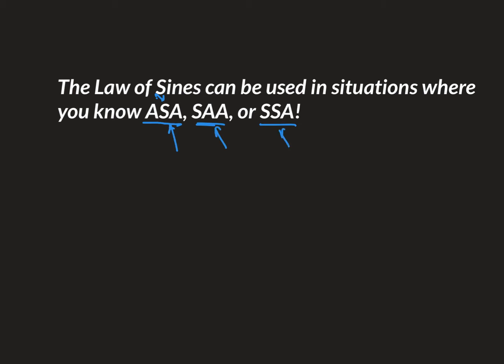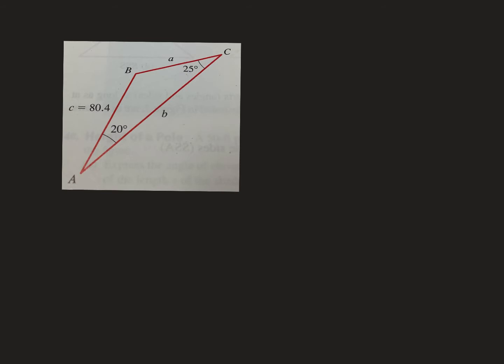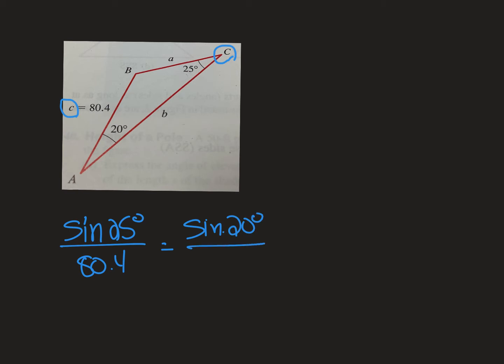Bottom line is, you have to have a side and an angle that are opposite of each other, across from each other. Let me show you an example here. If you look at angle C, which is right here, which we know is 25, and side C, which is right here, is 80.4. They're opposite of each other. That's what we need. You have to have at least one pair of that before you can do law of sines. So to find the rest of the stuff, we're going to say sine of 25 over little c, which is 80.4, and that's going to equal, we know angle A, sine of 20, which is angle A, over little a.